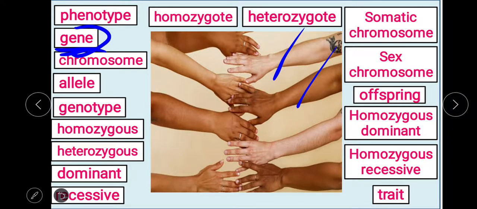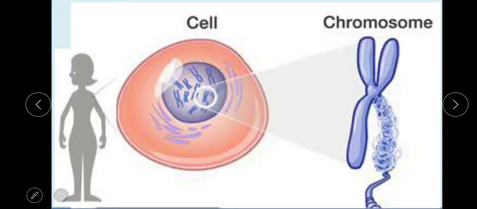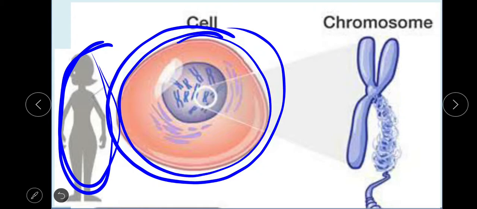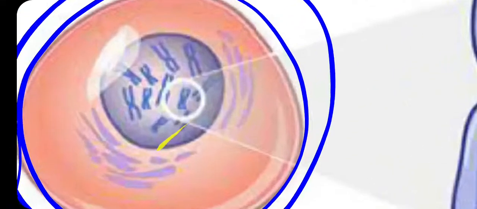Now, where can we locate these genes inside our body? Genes are located inside chromosomes, and chromosomes are found inside the nucleus of a cell, because cells make up the human body. The human body is made up of millions of cells, and inside the nucleus of a cell are chromosomes. Here are examples of chromosomes.